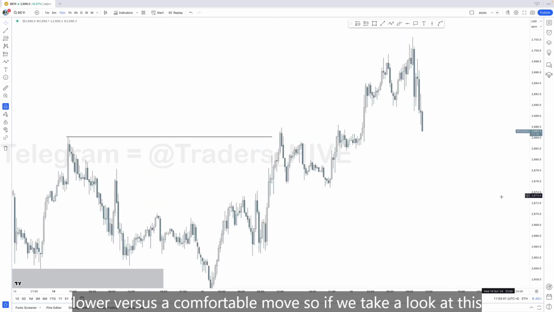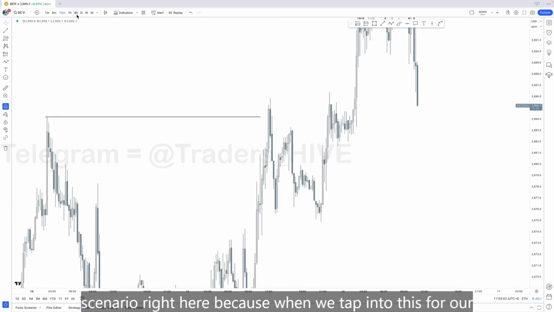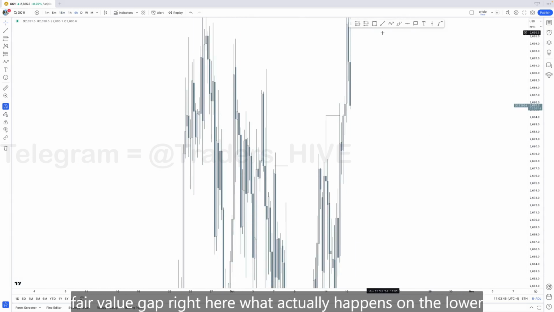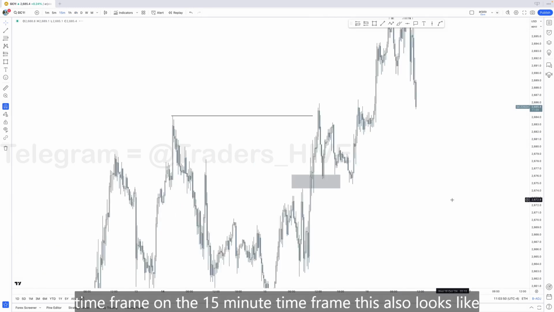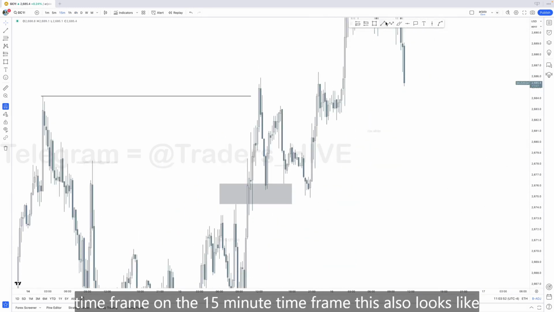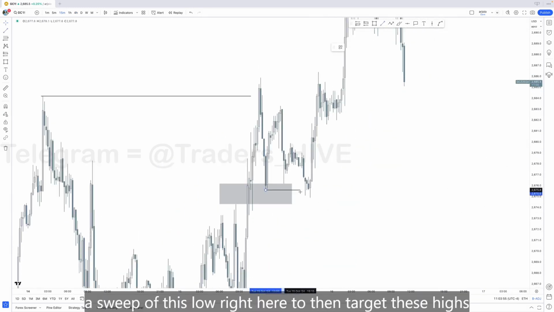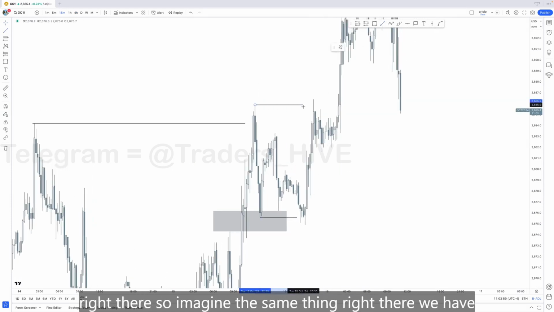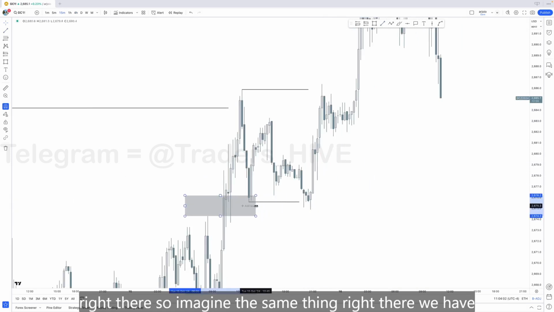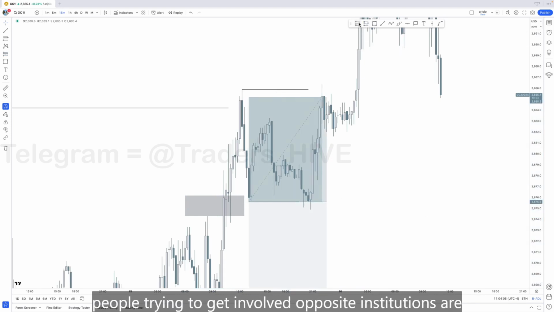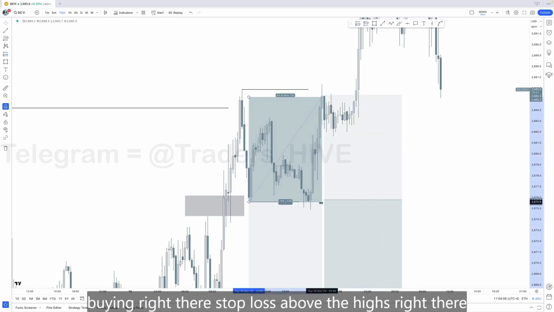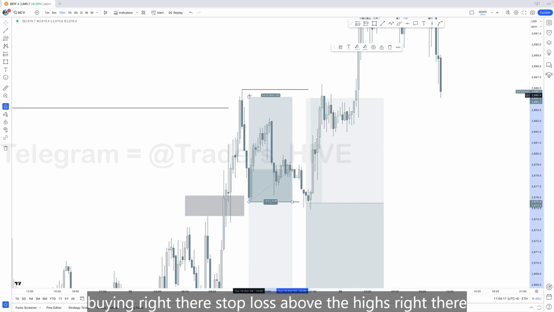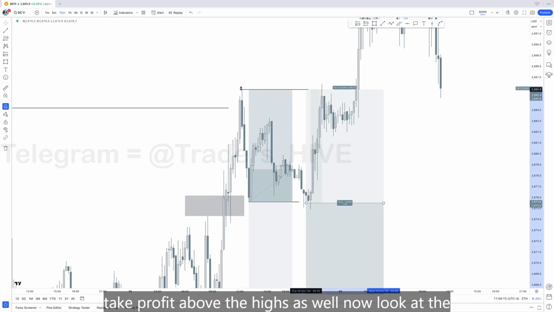So if we take a look at this scenario right here, because when we tap into this 4-hour fair value gap right here, what actually happens on the lower time frame? On the 15-minute time frame, this also looks like a sweep of this low right here to then target these highs right there. So imagine the same thing. Right there, we have people trying to get involved. Opposite institutions are buying right there. Stop loss above the highs right there. Take profit above the highs as well.